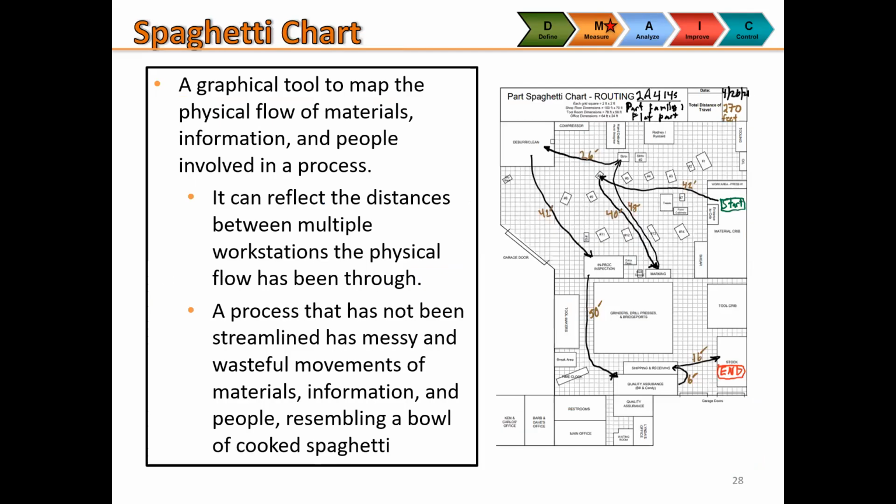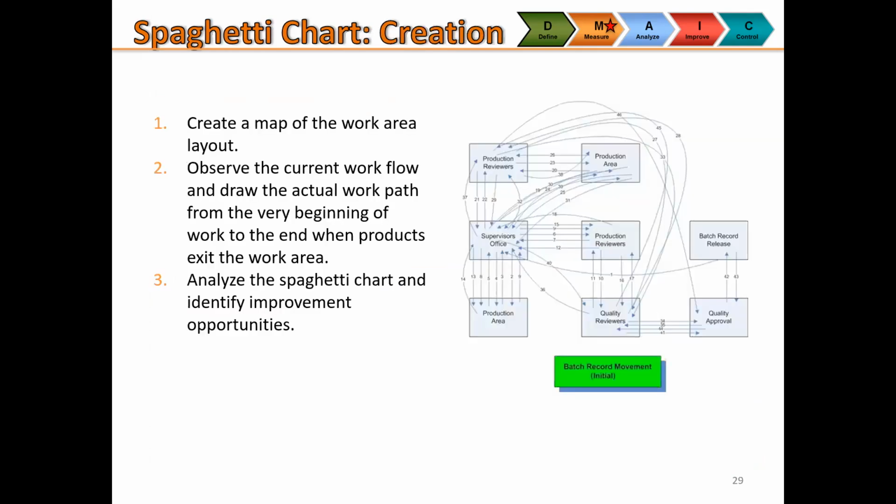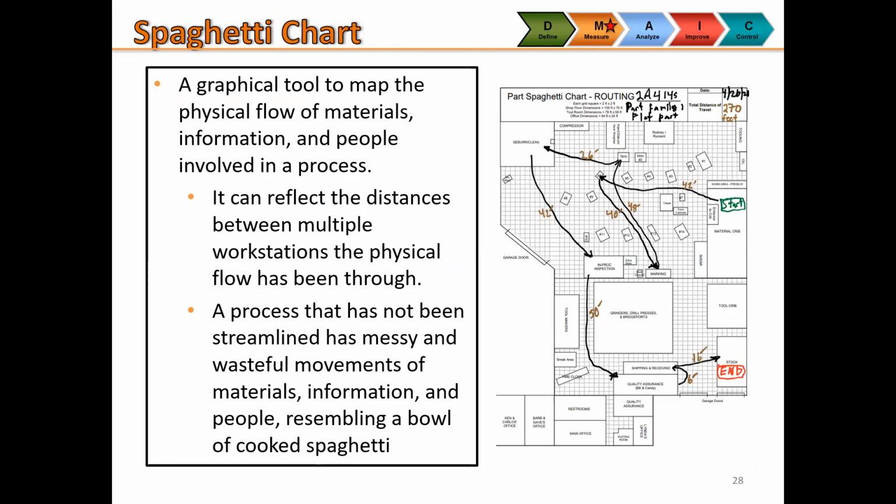And this is a much simpler tool called a spaghetti chart. You've probably heard of this. This is actually Atlas Stamping. So you can see all the movement, the flow of materials, information, and people in a process. It can reflect the distances between multiple workstations, the physical flow. Again, this is all in feet.